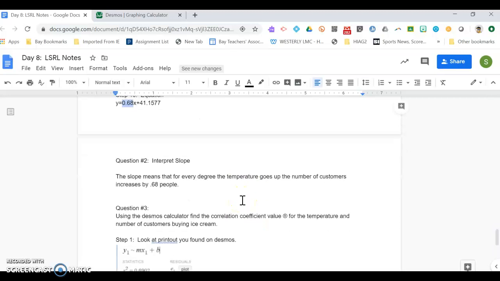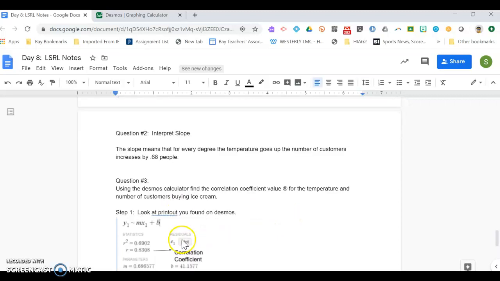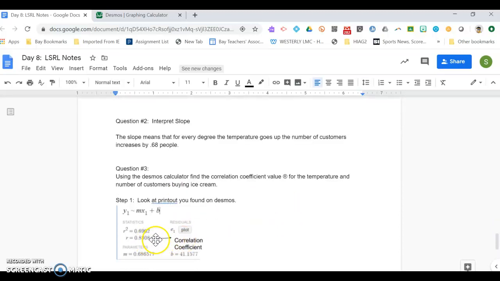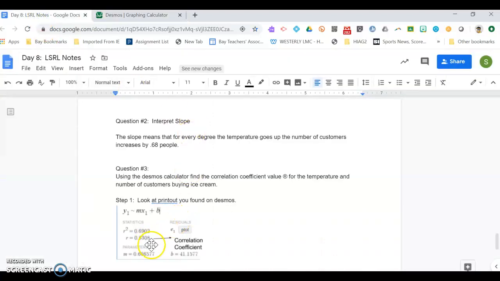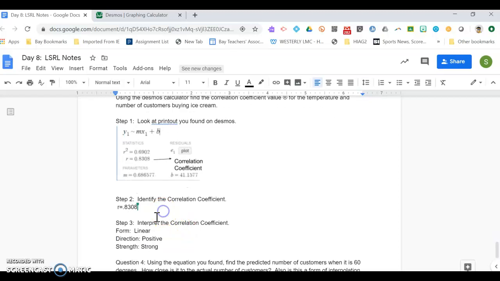Now, the next thing that we are going to be doing is trying to identify what the correlation is, which is the R value. And if you look at this printout that you got right here, you see R squared, and you will deal with that in future classes. It's called the coefficient of determination, which you don't need to worry about. This is the correlation value, 0.8308. So with that correlation value of 0.8308, that is a strong positive, and it looks like it's a linear relationship based off my graph.